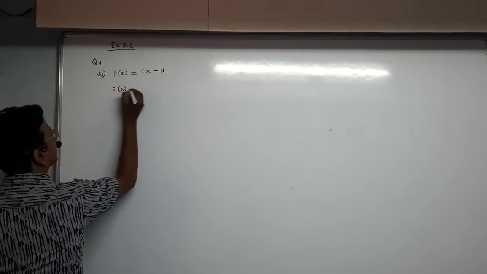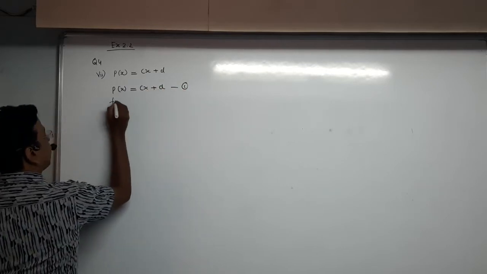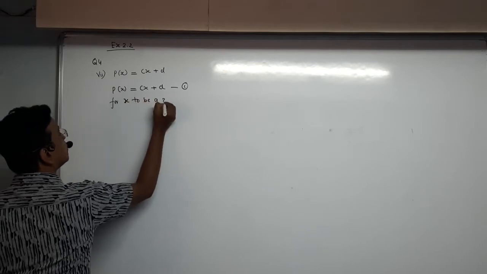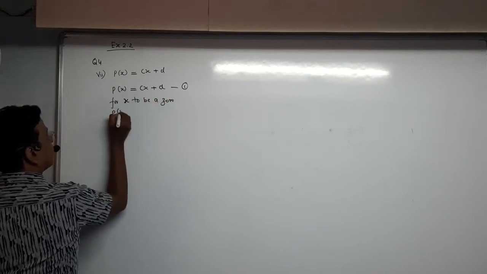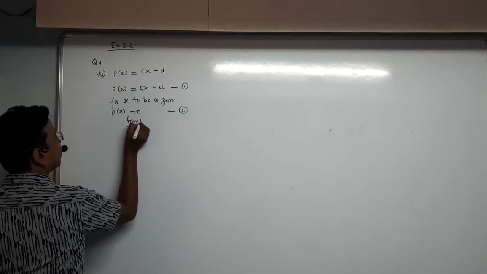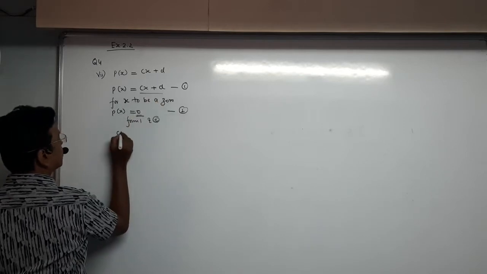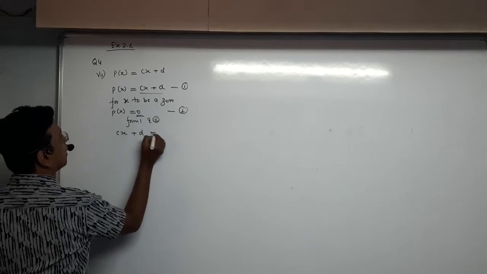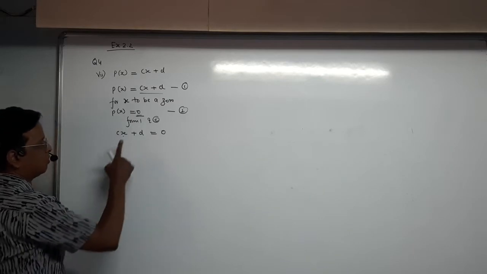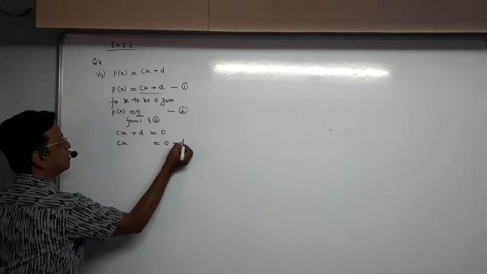Now P of x is equal to Cx plus d. This is your first equation. For x to be a zero, P of x is equal to 0. This is equation 2. So from 1 and 2, what will you get? Cx plus d is equal to 0. And now we have to find the value of x. So d will be shifted over there. This will become Cx equals 0 minus d, which is minus d.